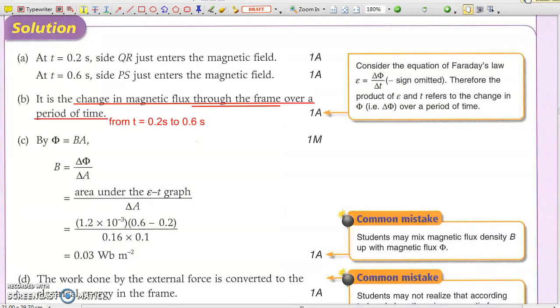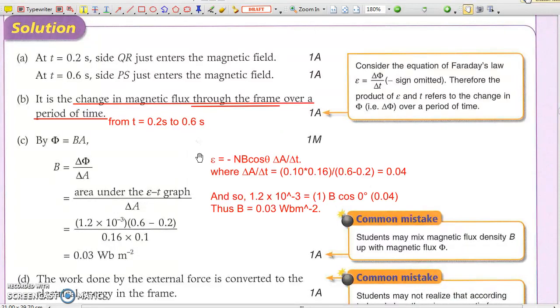For part C, you have to find the magnetic flux density B in the equation, epsilon equals negative NB cosine theta delta A over delta T again, where delta A over delta T is the area swept by the coil per second. As the coil takes 0.4 seconds to move from outside the magnetic field to totally inside, the area swept per second is given by 0.04 meters squared.